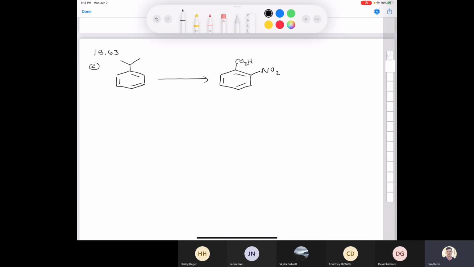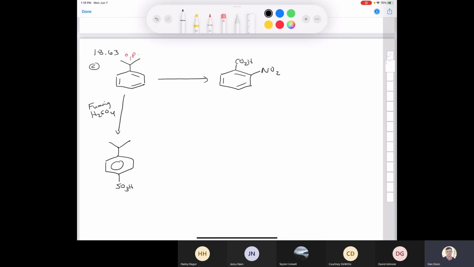Because if we want to put in this nitro group, we do have an ortho para director here. However, since this isopropyl group has free rotation around this sigma bond, if we were to just treat this with nitric acid, we would just get nitration here. We would get very little nitration occurring in the ortho position. And so, like Skylar says, I think the best thing to do would be to treat this with fuming sulfuric acid, install a blocking group. So let's do that. There we go. We've got our blocking group like this.